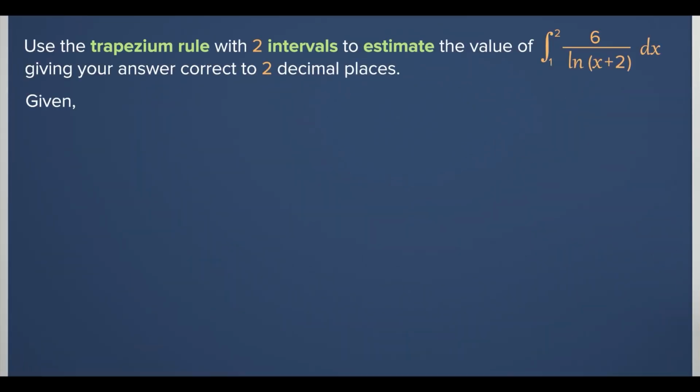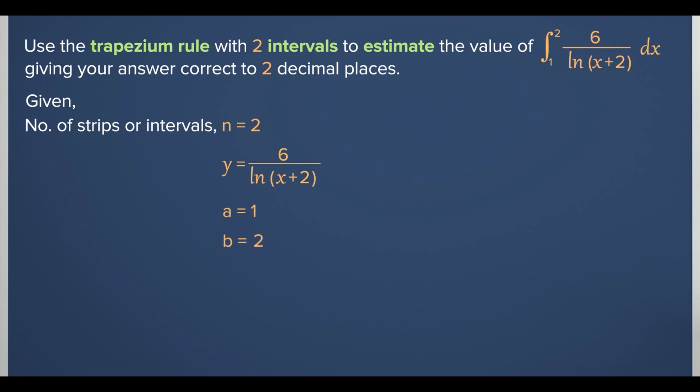According to the question, we can easily identify 2 intervals, or as we say, 2 numbers of strips. Similarly, the function y is equal to 6 over ln of x plus 2 is to be integrated from 1 to 2. So, the first thing we need to find out is the value of the width of strip h.